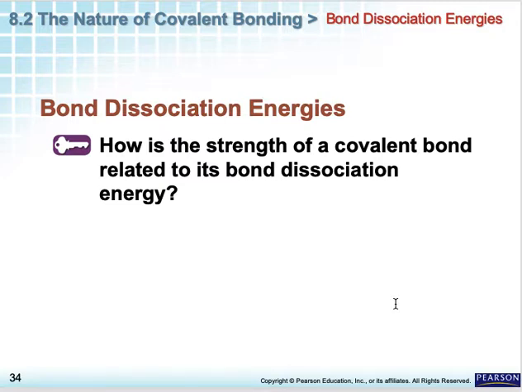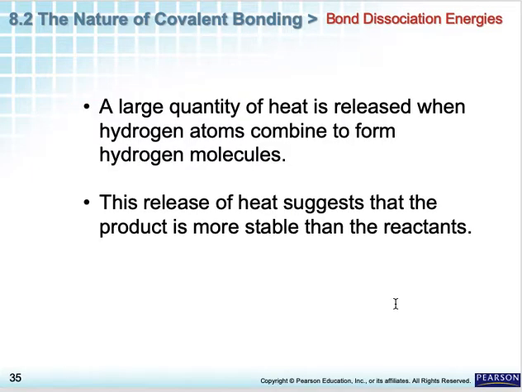Bond dissociation energies, I do need you to know the definition, but I'm not going to ask you to do any calculations. So how is the strength of a covalent bond related to bond dissociation energy? Well, a large quantity of heat is released when hydrogen atoms come together and form a hydrogen molecule. So bonded hydrogen as a molecule is more stable and has released energy versus two hydrogen atoms that are not bonded. This release of heat suggests that the product is more stable than the reactants.